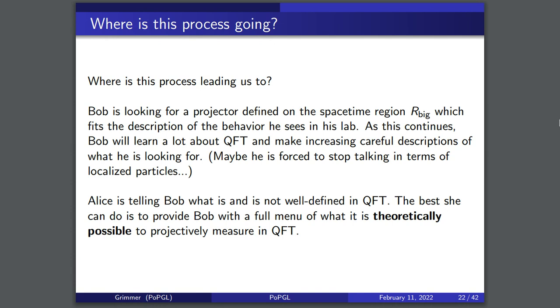Alice, what's she doing in this conversation? She just keeps telling Bob what is and is not well defined in QFT. And the best that she can do, in the limit of this conversation going on forever, the best she could possibly do is to provide Bob with a full menu of what it's theoretically possible to projectively measure in QFT. She could present this to Bob.